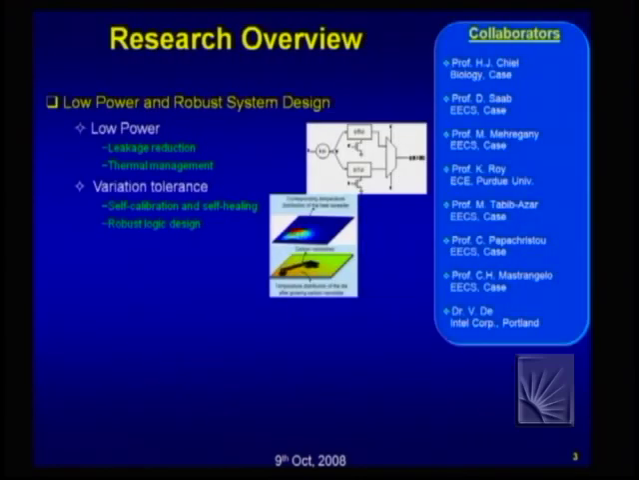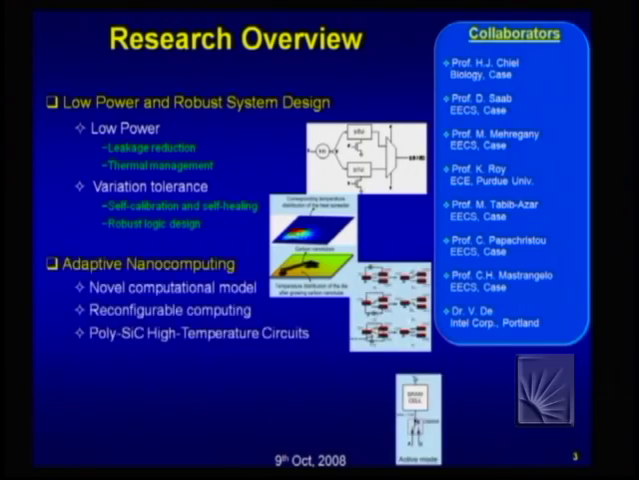Now let's look into the research we do in the lab. There are 3 main topics. The first one is low power and robust system design in nanoscale technology. In low power, in particular, we look into leakage reduction techniques and also thermal management. We also look into variation tolerance. We'll talk about that shortly.